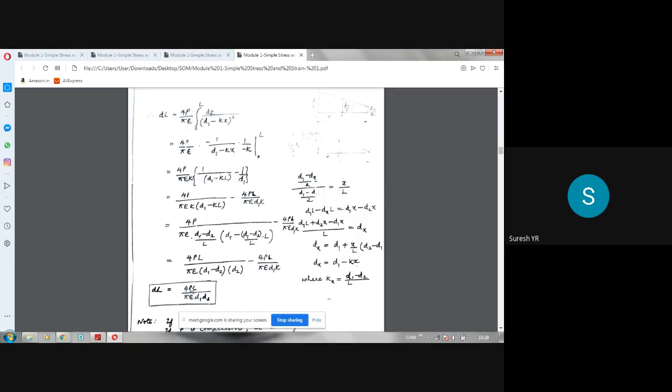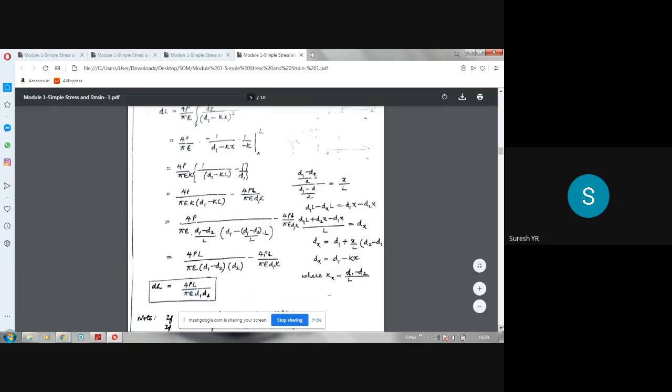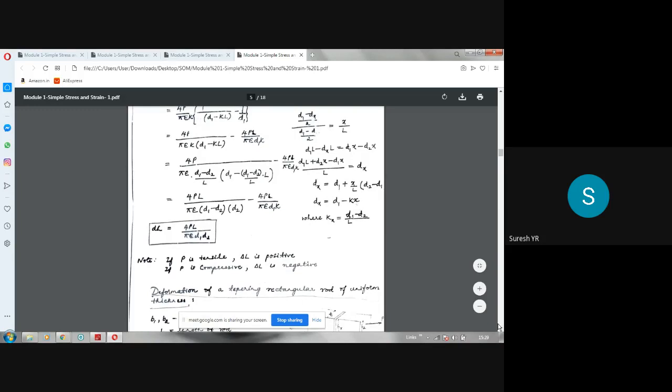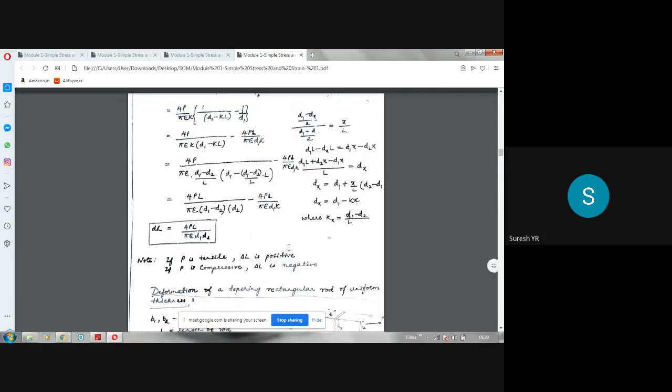If force P is tensile, there will be elongation of the bar. If force P is compressive, there will be contraction of the bar. So the same formula holds true. The only thing is, depending on the nature of the force, you will have tensile or compressive. Normally, we take delta L as positive if it is a tensile force because the length increases, and delta L is taken as negative if it is a compressive force because length decreases.